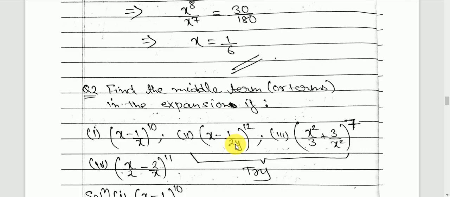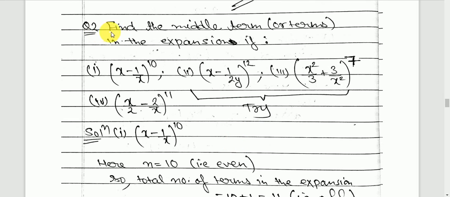Question number 2. Find the middle term or terms in the expansion if. Here I have taken 4 questions, and we have to find the middle terms of each. Let's take the first one, x minus 1 upon x to the power 10. Here you can see the power is even, so the total number of terms here will be 11, that is odd. So it's easy for us to find the middle term. The middle term will be the 6th term.